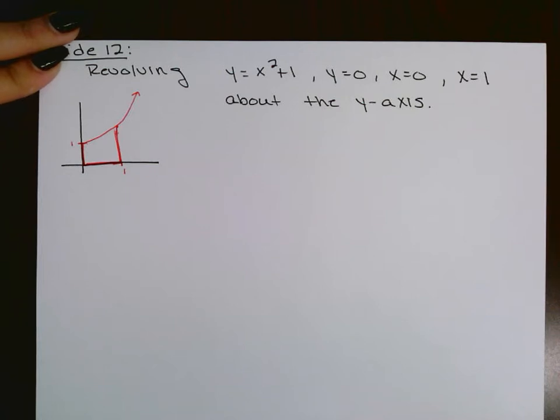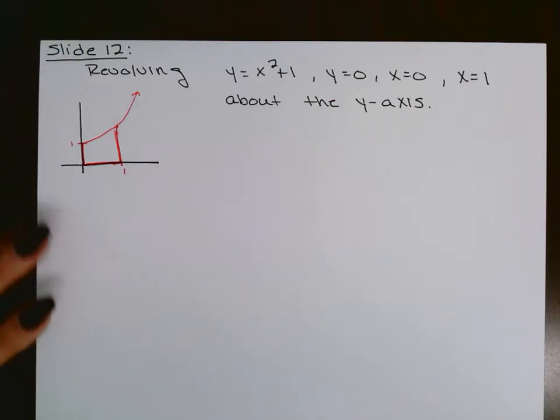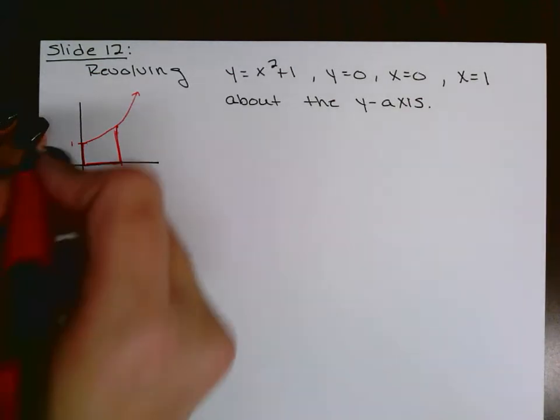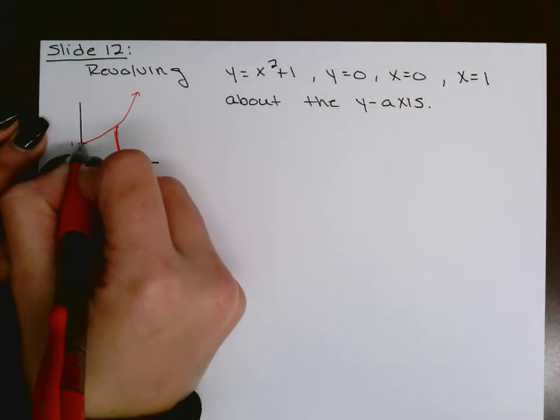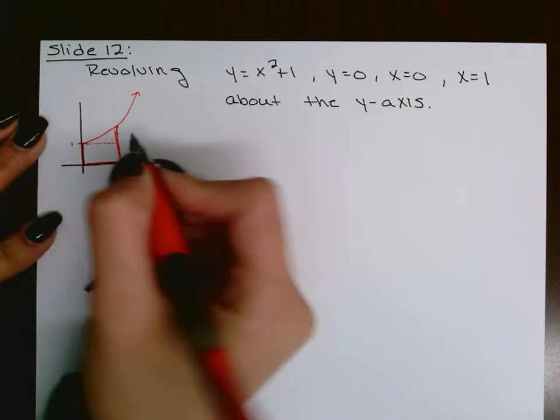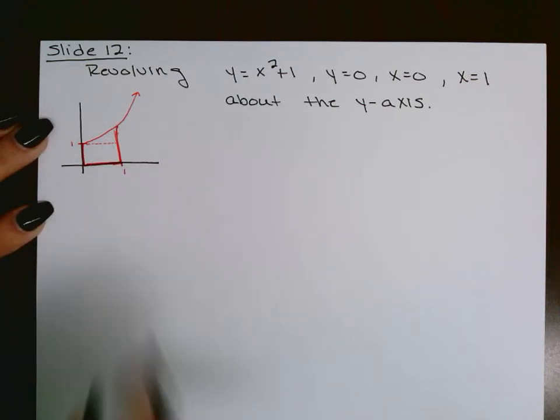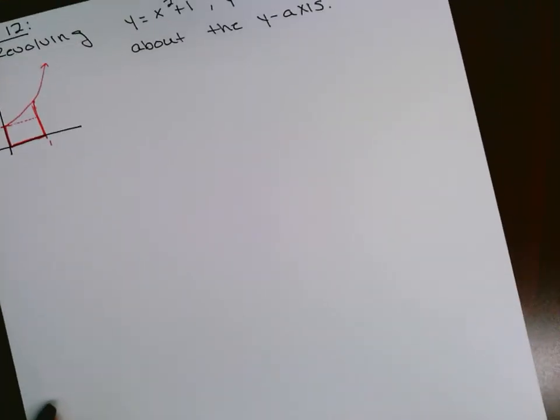So we need to be really careful here because 2 different things are happening. So we're going to have to split this into 2 integrals and then add them together at the end. So if you notice, right here at 1, if I draw a little dotted line, again, we're looking at this sideways, not up and down. Let me even rotate my paper for a second.